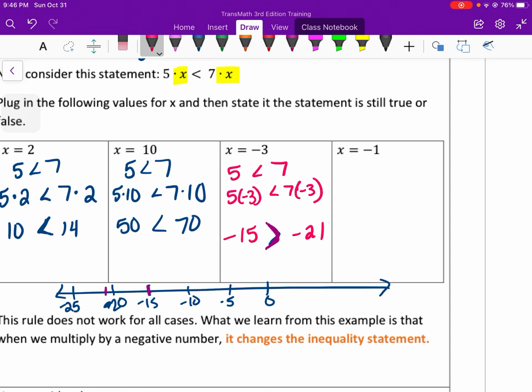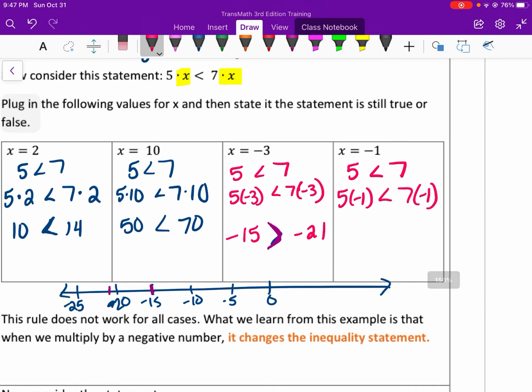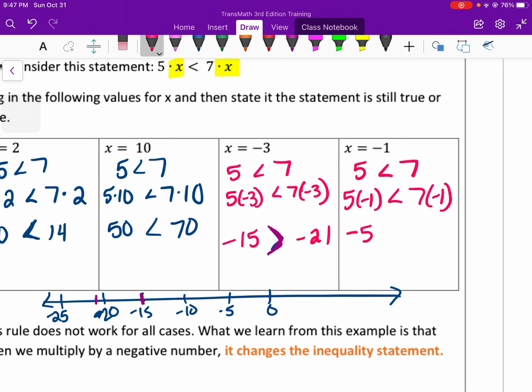So let's try one more here. If I know that 5 is less than 7, what if I multiply both sides by negative 1? Well, it's 5 times negative 1, and is that less than 7 times negative 1? Multiplying by 1, you get the same answer. Like 5 times 1 is 5. But 5 times negative 1 is negative 5. Positive times a negative is negative. 7 times negative 1 is negative 7. Positive times a negative. Is negative 5 less than negative 7?